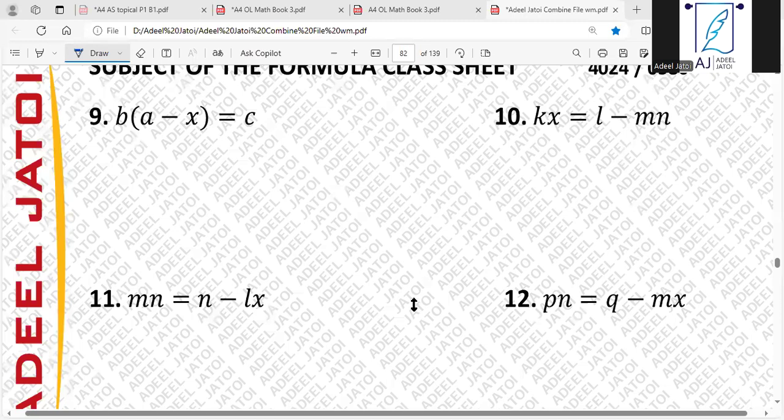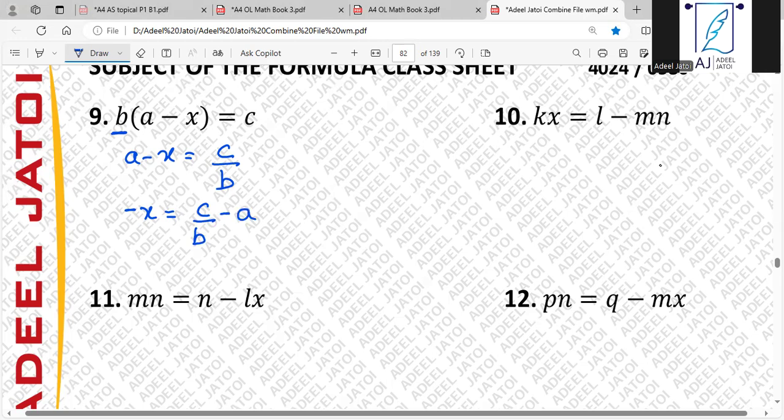Now, since you already know that we need to make X the subject, let's attempt part 9. So X is trapped inside the bracket again, so we need to open it. To open it, we can see that B is being multiplied. So A minus X is equal to C upon B, right? So A minus X will be on the left hand side, whereas your positive A will be shifted to the other side to become negative. So this will become negative A, right?